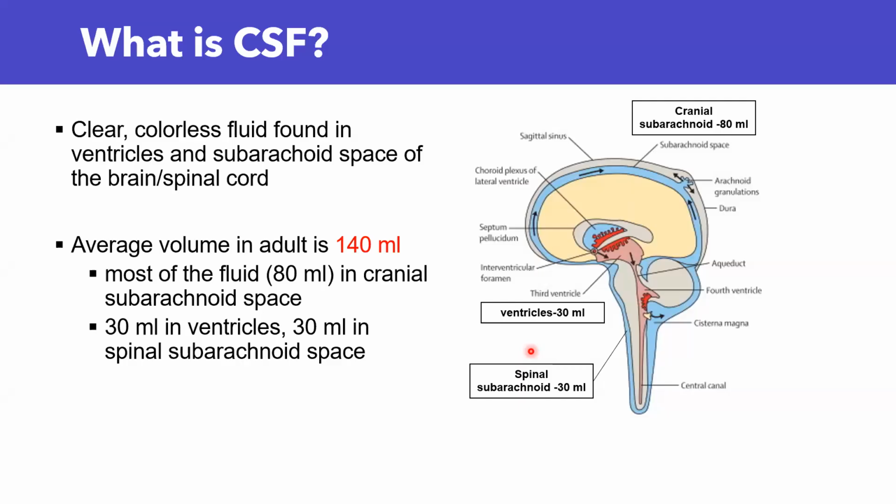Okay, what is CSF? It is a clear, colorless fluid found in the ventricles and subarachnoid space of the brain and spinal cord. The average volume in an adult is about 140 ml, of which 80 ml is in the cranial subarachnoid space, 30 ml in the ventricles, and 30 ml in the spinal subarachnoid space.